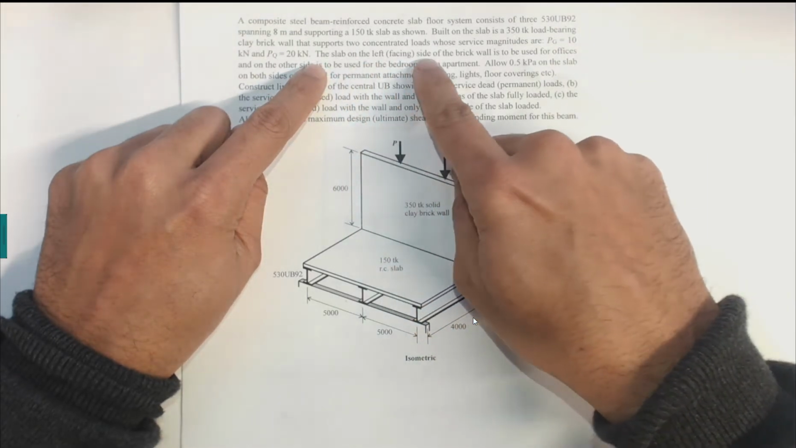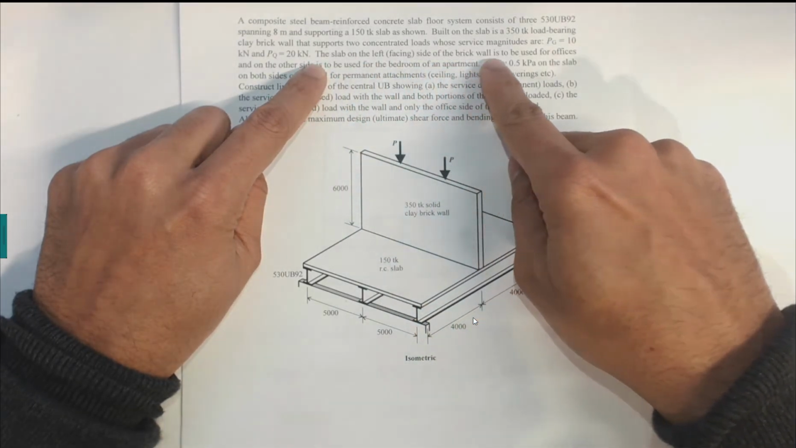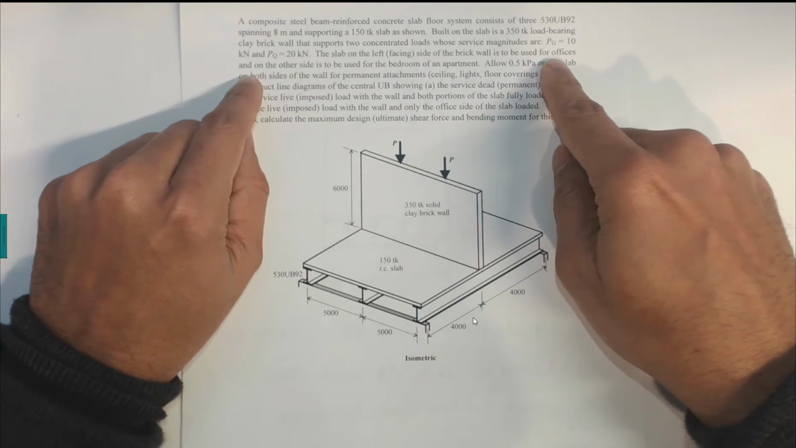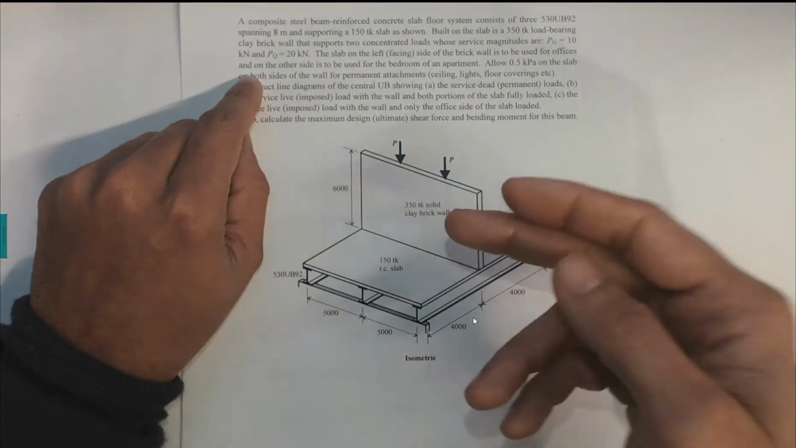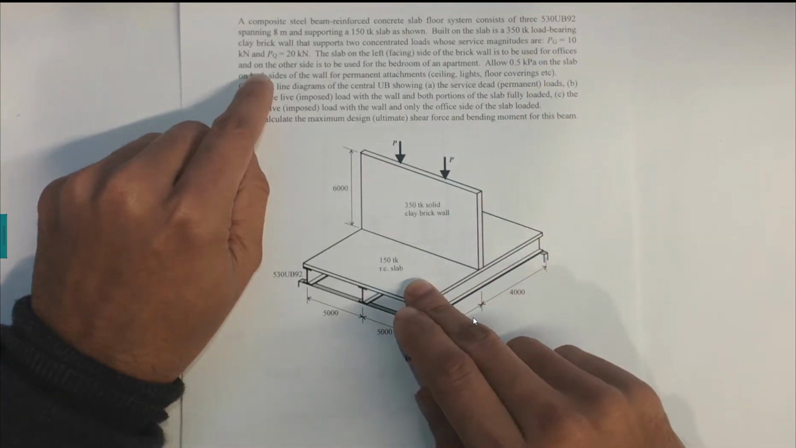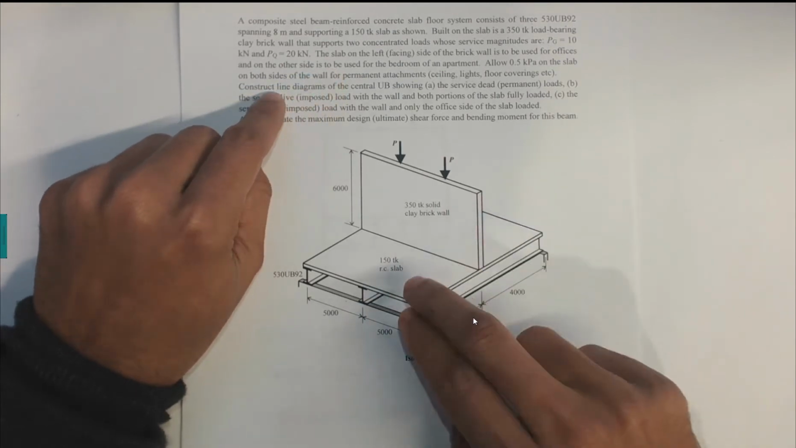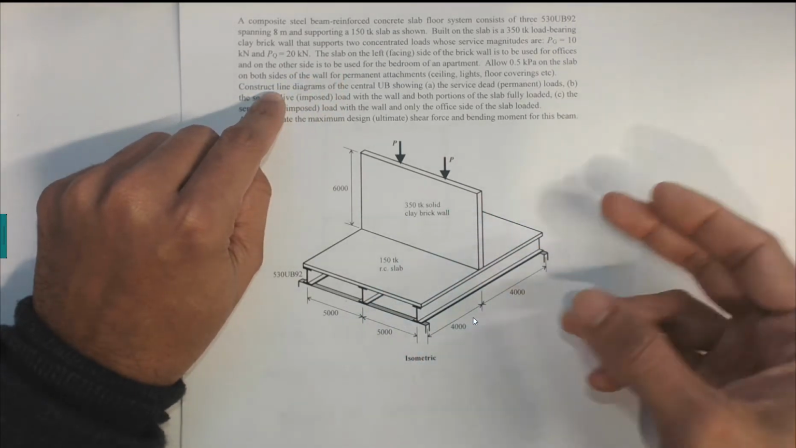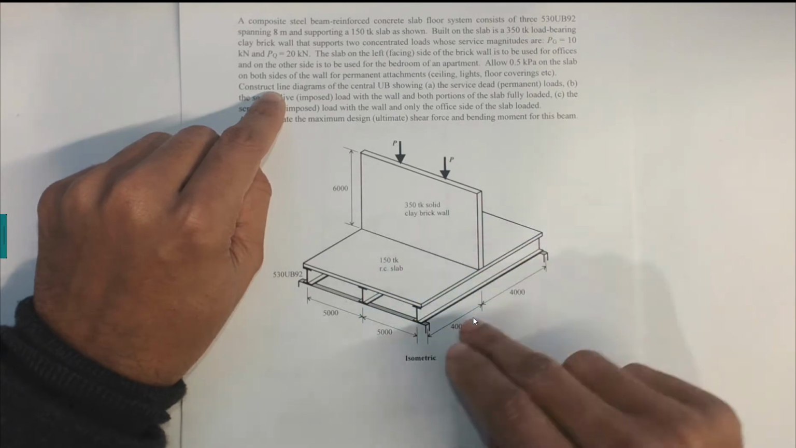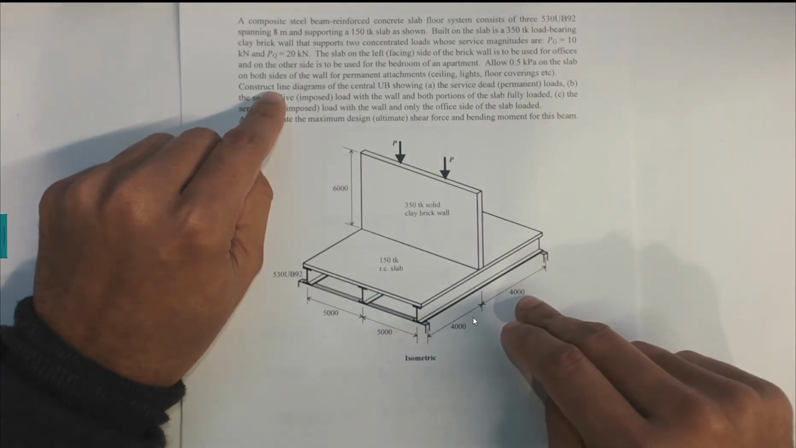The slab on the left-facing side of the brick wall is to be used for office. So if you take the left side of this, it would be office, and the other side of this is used as a bedroom for the apartment. So one side is the office, another side is the bedroom. Regardless of which one you take, it is no problem because both sides are 4 kilopascals.